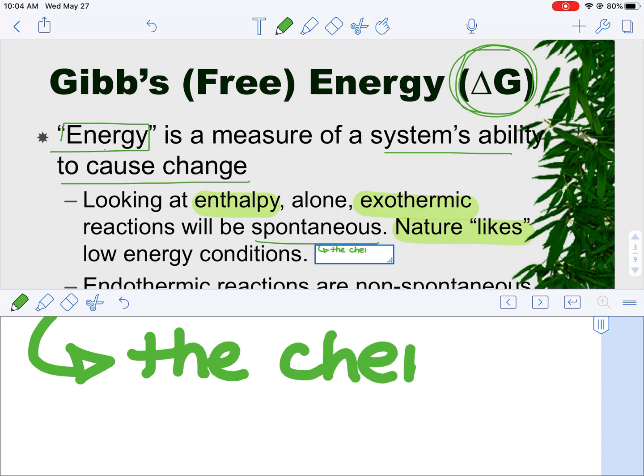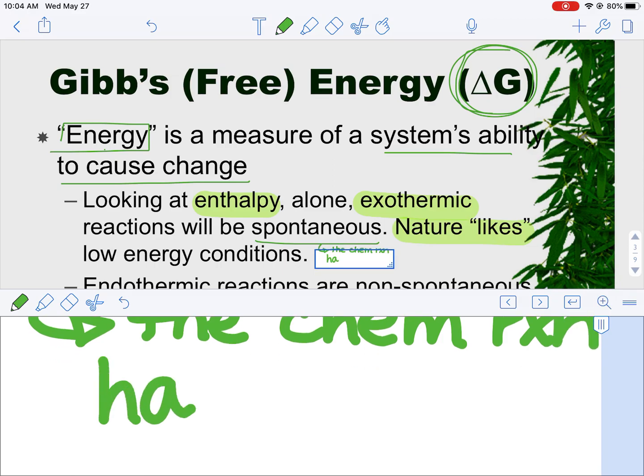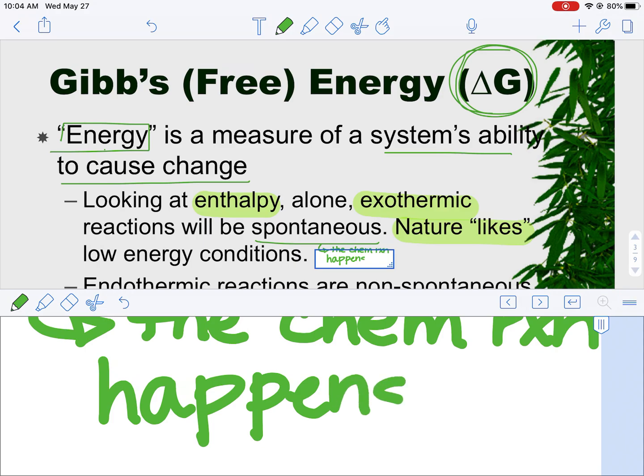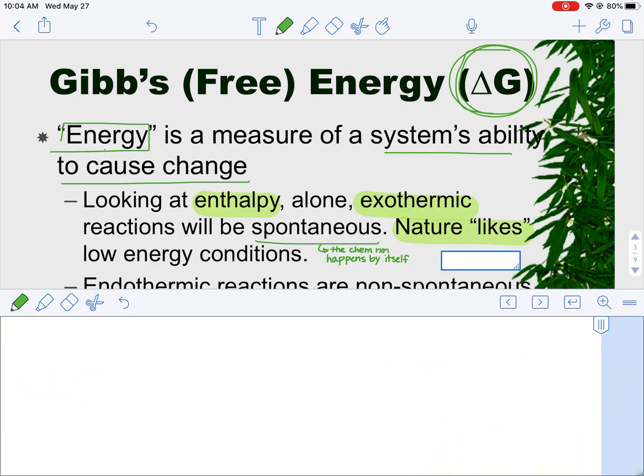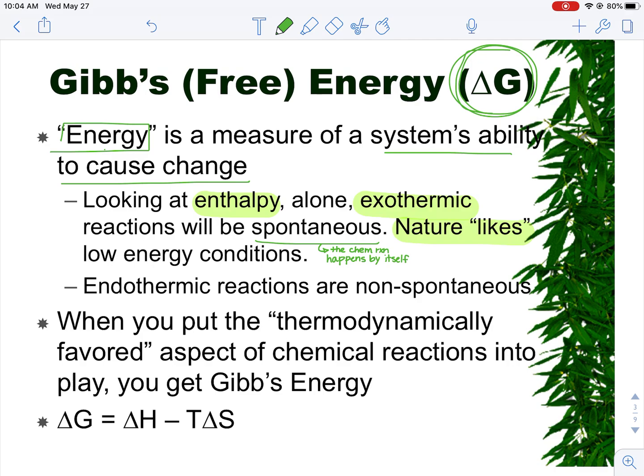The chemical reaction happens by itself. Humans do not need to do anything in order for that reaction to occur. So, for example, the rusting of metal. The rusting of metal is spontaneous. We don't have to do anything. The metal will rust. Granted, it's a slow reaction. It's going to take a long time, but it is spontaneous.